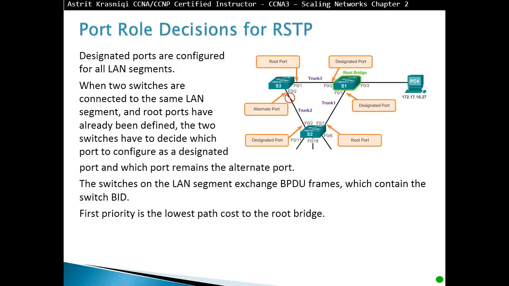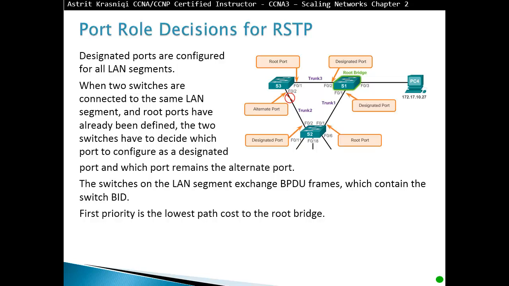First priority is the lowest path cost to the root bridge. So for example, if this port is towards the root bridge, we look at the speed as well. The first thing that we're going to look at is how fast is this port to the root bridge. If it's 4, for example, and this one is 2, well, this one is going to be the designated port. So the first thing that we look at is which one is the fastest.